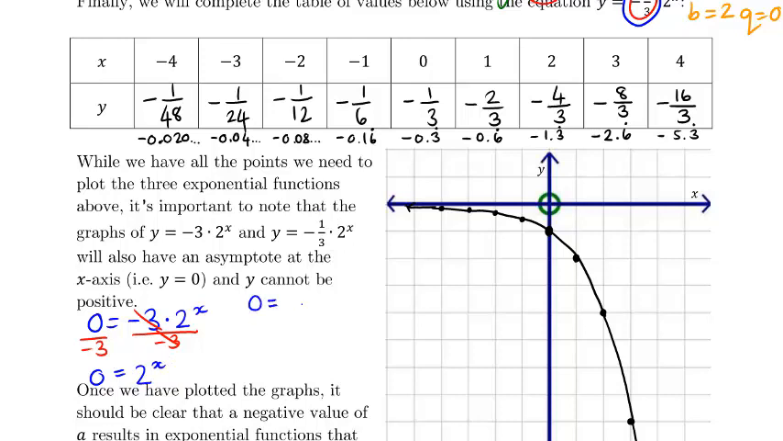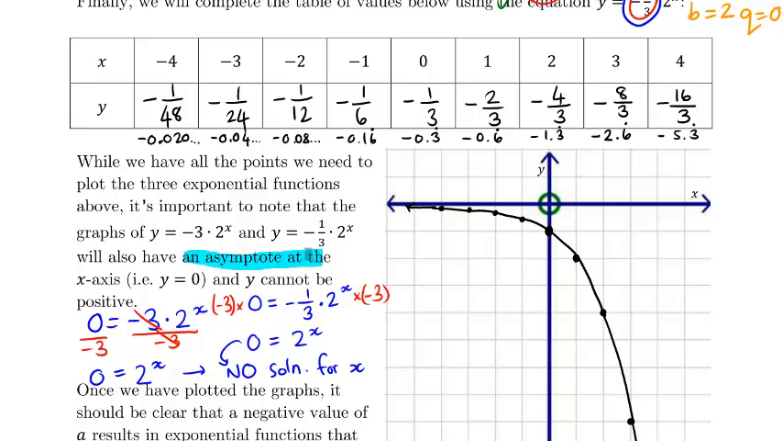Just like if we let 0 equal minus 1 over 3 times 2 to the x, okay? If we, for example, multiply both sides by minus 3, look what would happen here, guys. Minus 3 times 0 is still 0. Minus 1 over 3 times minus 3 is a positive 1. So we just end up with positive 1 times 2 to the x, which is 2 to the x. Both of these have no solution for x, not real or non-real, no solution for x at all, because they are false statements. Hence, our asymptote will still be at the x-axis, y equals 0.